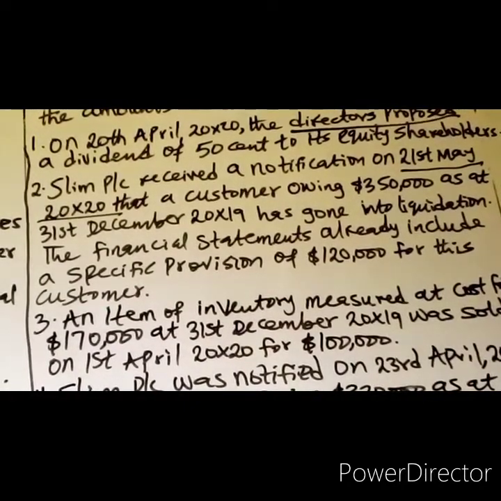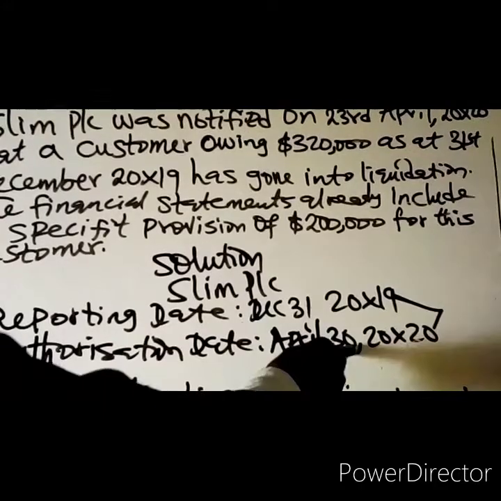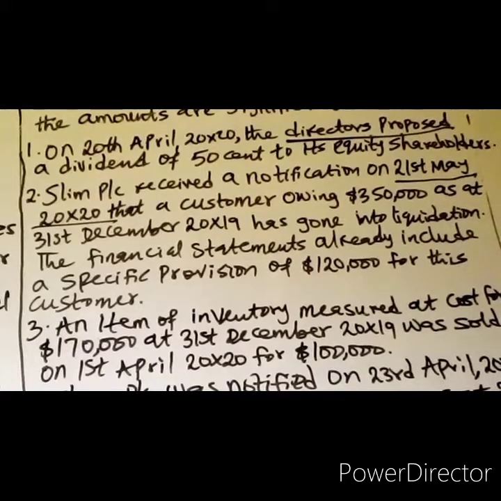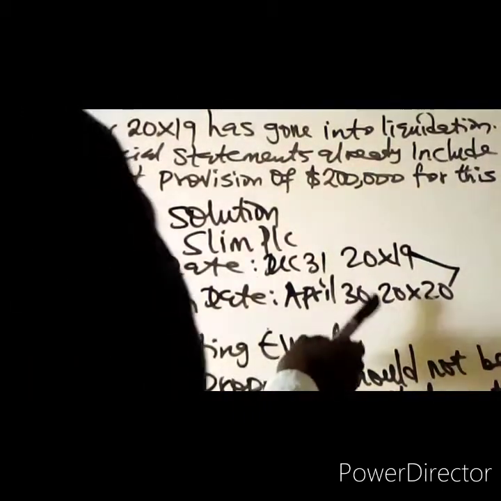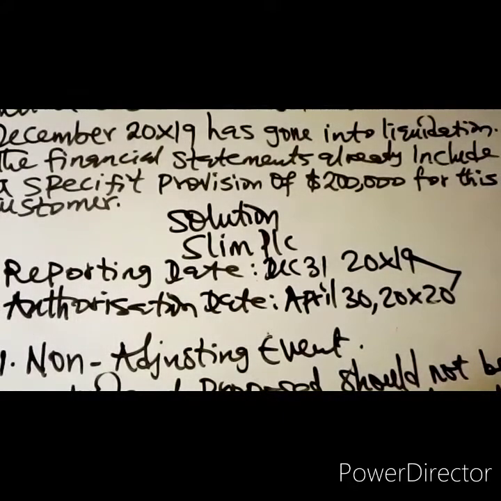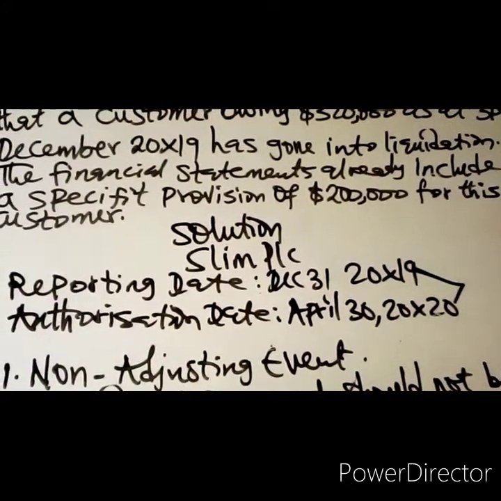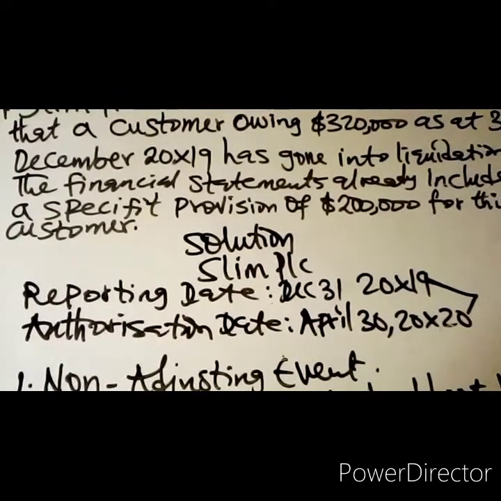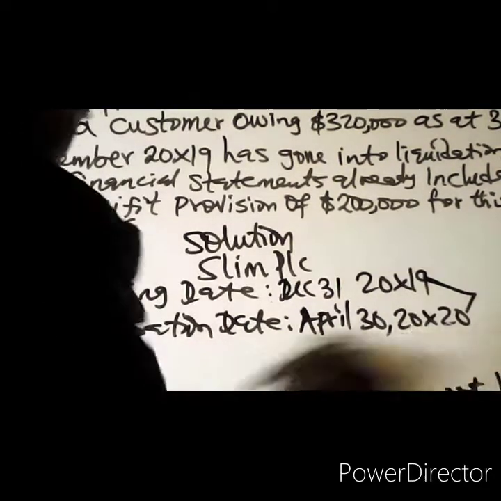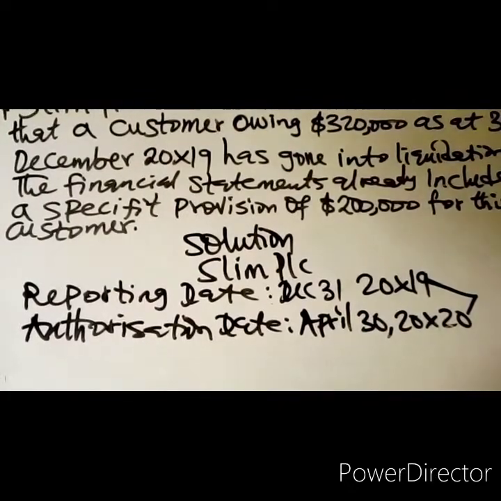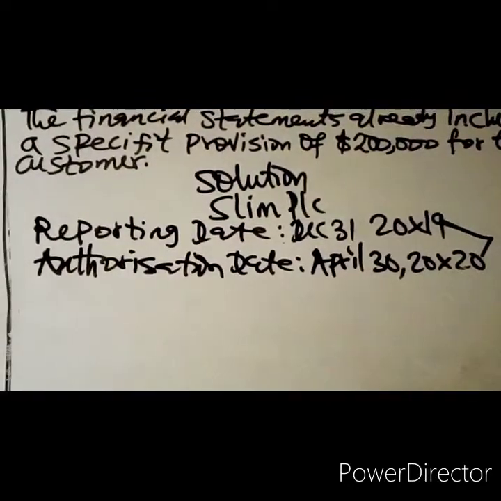Now, you check your authorization date. The authorization date is April 30, 2020. That means this transaction occurred even after the authorization date. Since it occurred on 21st May 2020, which is after the authorization date, that transaction is beyond the scope of IAS 10, events after the reporting period. So this event is outside the scope of IAS 10.